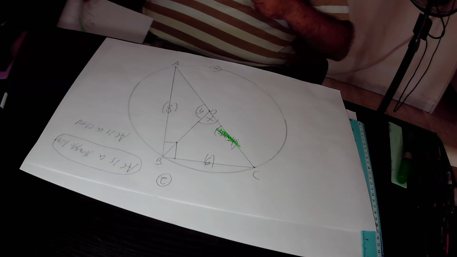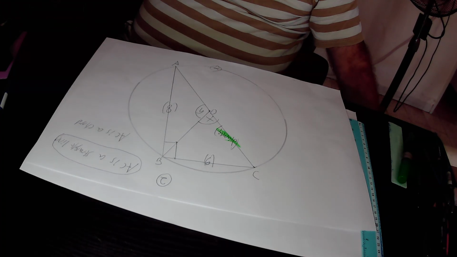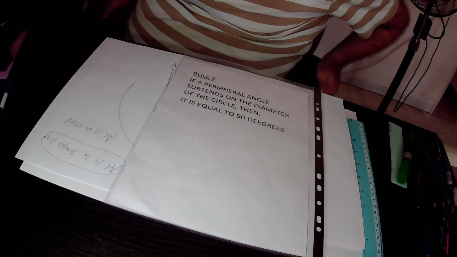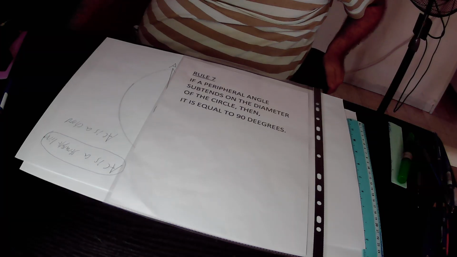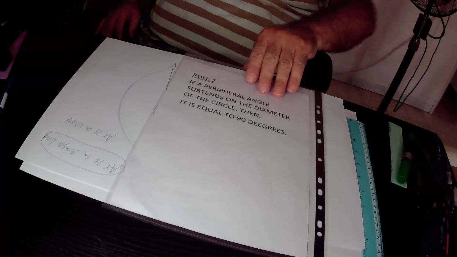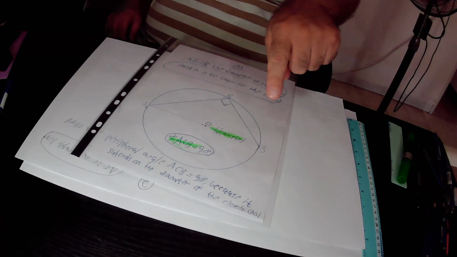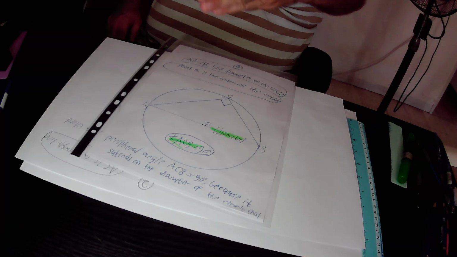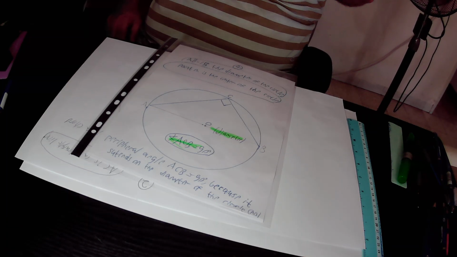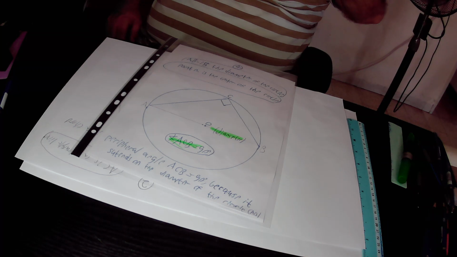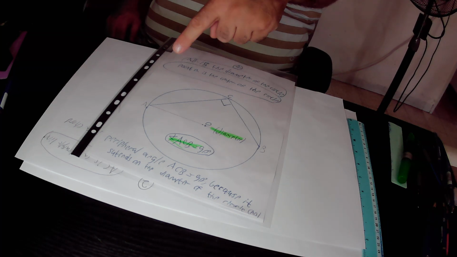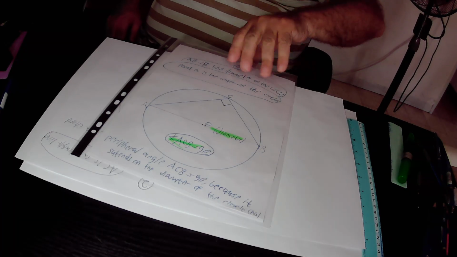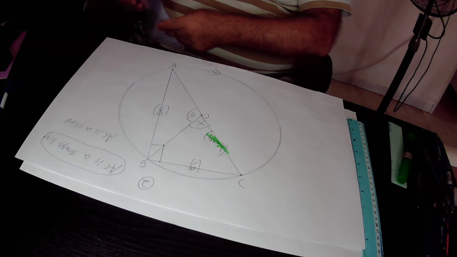Now we can implement rule 7. According to rule 7, if a peripheral angle subtends the diameter of the circle, then it must be equal to 90 degrees in its size. In this circle, peripheral angle ACB subtends chord AB, that is the diameter of the circle. Therefore, according to rule 7, peripheral angle ACB must be equal to 90 degrees, because it subtends the diameter of the circle.